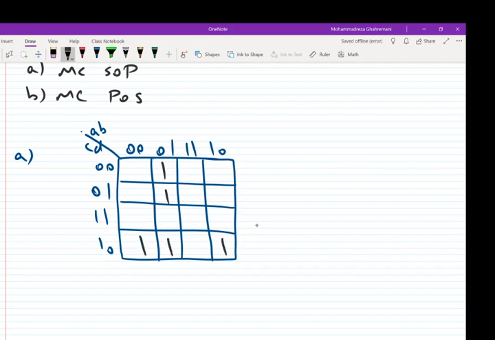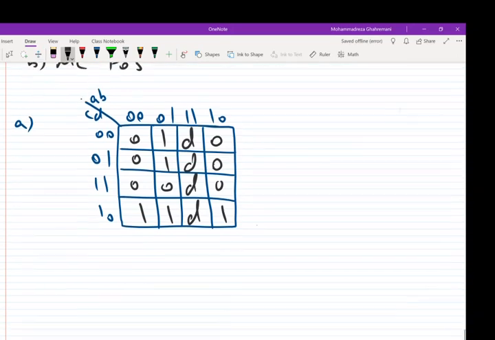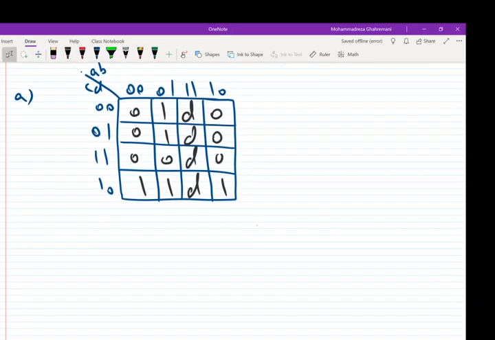Let's just add don't cares. The don't cares are here, D, D, D, and D. The rest are 0. Okay, now we want to simplify this function by grouping minterms. If we look at this table, we see that we have two ones here and one here.